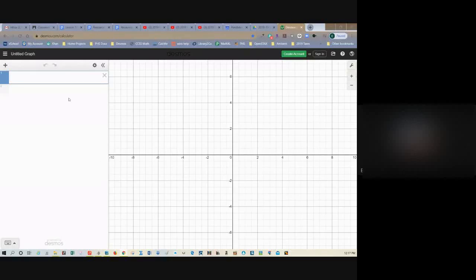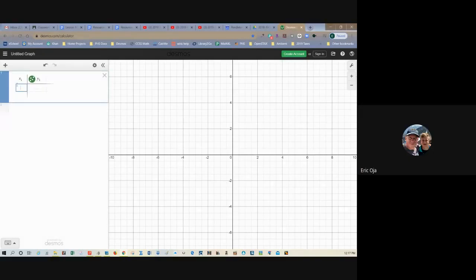Okay, so now what you want to do in Desmos, you're just going to go up here and you have to make a table of X and Y values to use for the regression. So you click on this little plus button up here and you'll see table. And then you're going to notice that you're going to have this.